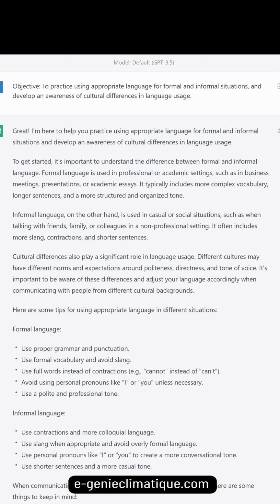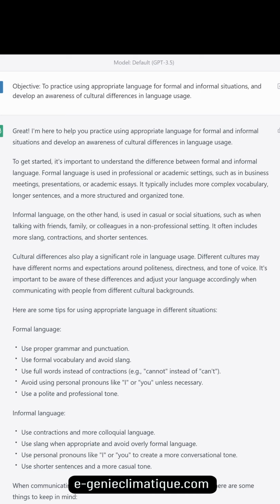Cultural differences also play a significant role in language usage. Different cultures may have different norms and expectations around politeness, directness, and tone of voice. It's important to be aware of these differences and adjust your language accordingly when communicating with people from different cultural backgrounds. Here are some tips for using appropriate language in different situations.